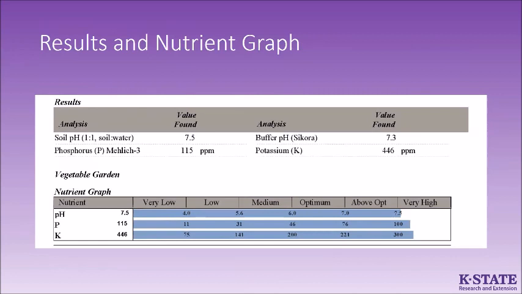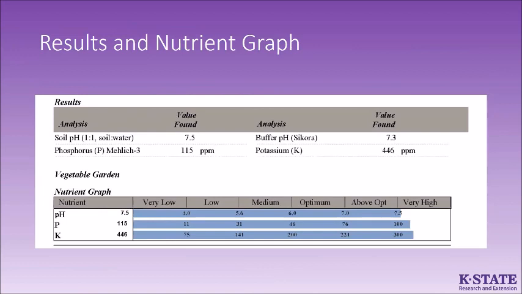Here you can see the optimum soil pH is between 6.0 and 7.0. Optimum phosphorus is 46 to 76 parts per million, and the optimum potassium is 200 to 221 parts per million. You will notice that the buffer pH is not on the graph.